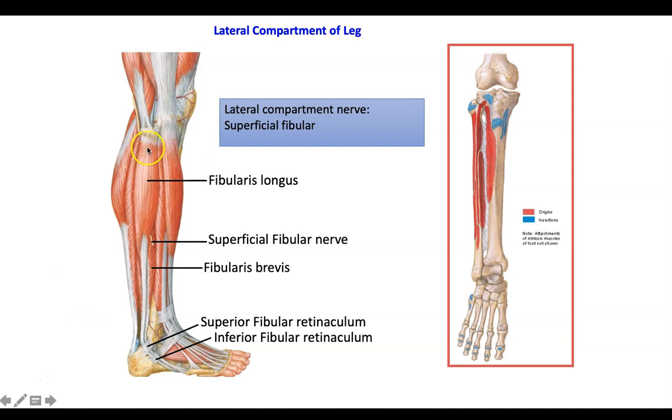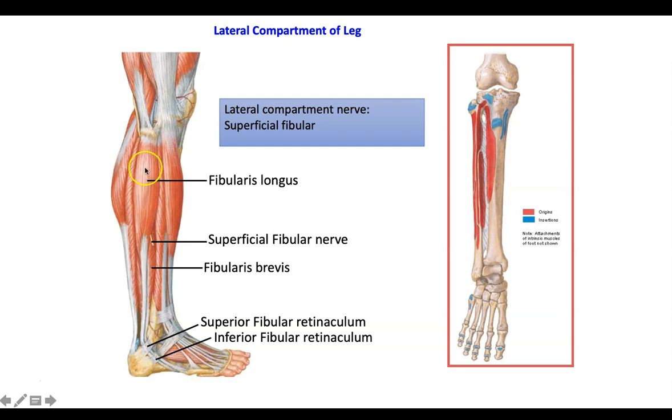The lateral compartment of the leg lies lateral to the fibula. It is the smallest compartment of the leg, and it contains only two muscles: the fibularis longus, which has a long tendon and is more superficial, and the fibularis brevis. Deep to the fibularis longus is the fibularis brevis. So by name you can tell fibularis longus is the long one and fibularis brevis is the short fibularis muscle. These muscles are the everters of the foot. They raise the lateral margin of the foot.